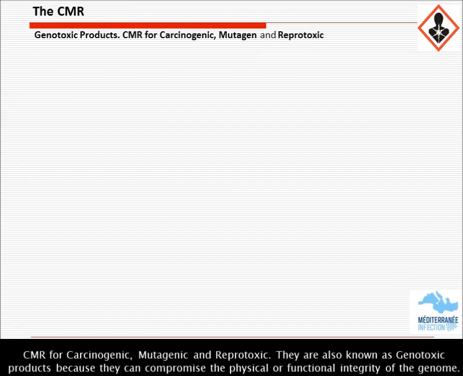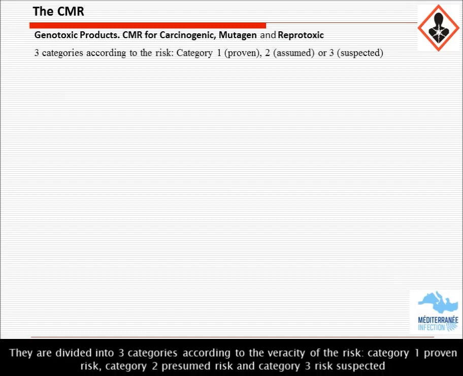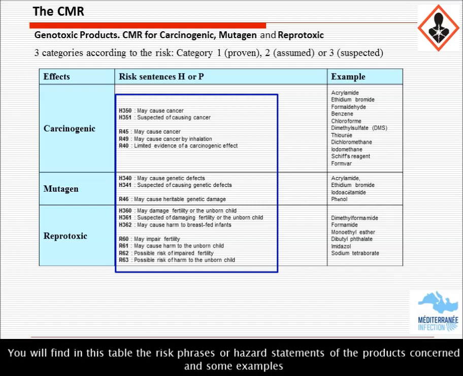They are also known as genotoxic products because they can compromise the physical or functional integrity of the genome. They are divided into three categories according to the veracity of the risk. Category 1: proven risk. Category 2: presumed risk. And Category 3: suspected risk. You will find in this table the risk phrases or hazard statements of the products concerned and some examples.